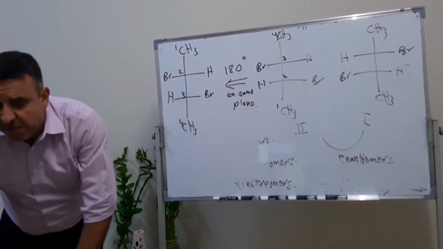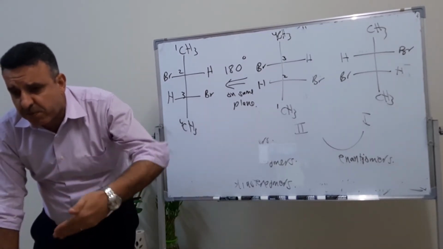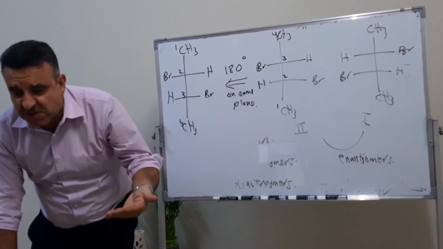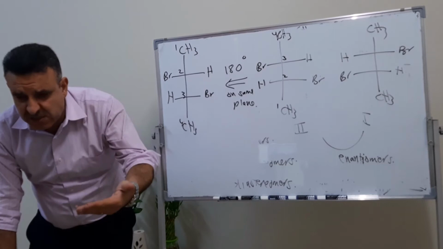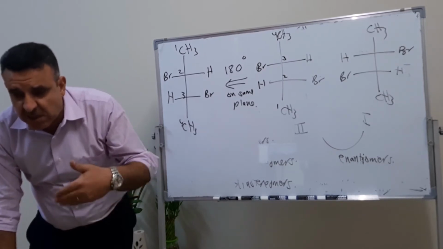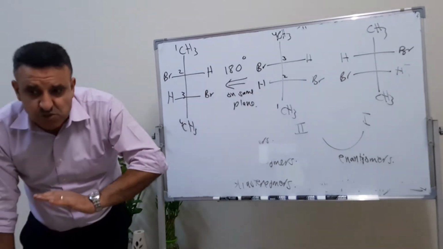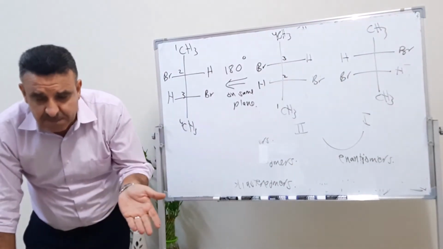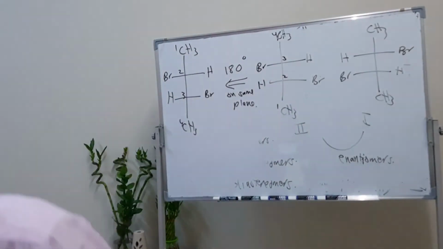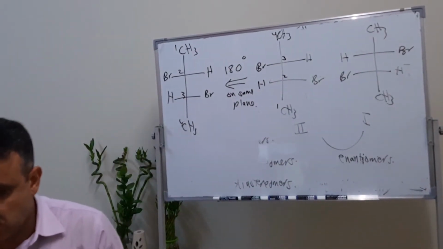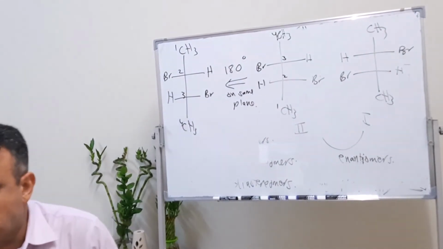Just to make the story short, we do the rotation just to prove to ourselves whether these two structures are the same or not. Regardless of the rotation you do, the structures must never superimpose. If they superimpose, then they are the same. Always remember that whenever you have two mirror images and they are superimposing, that means they are the same.